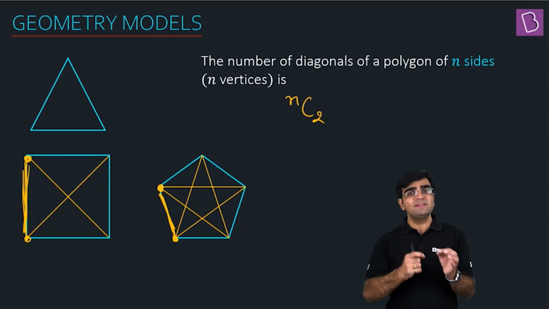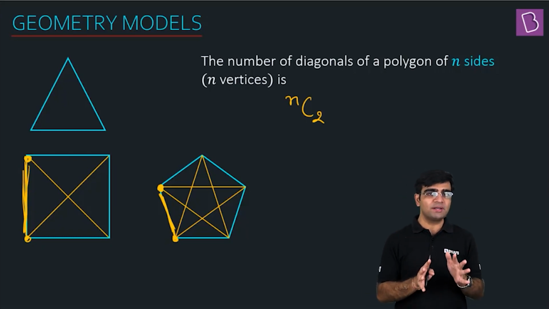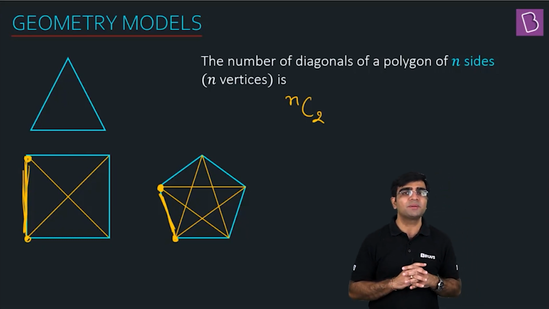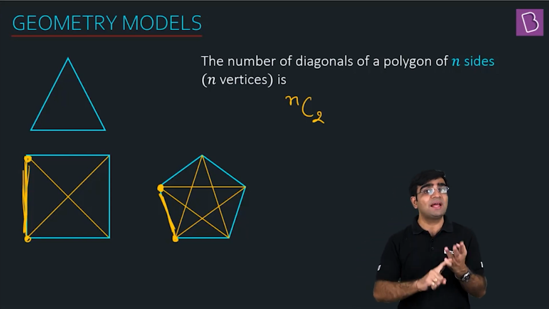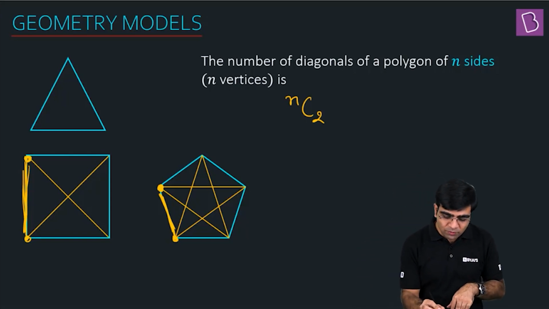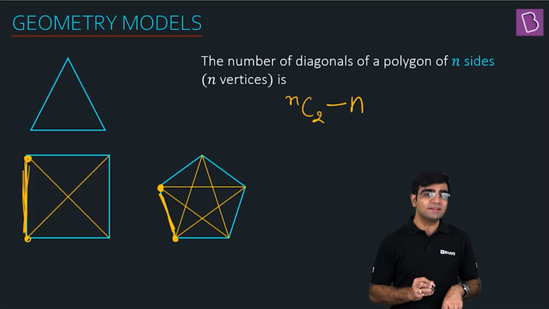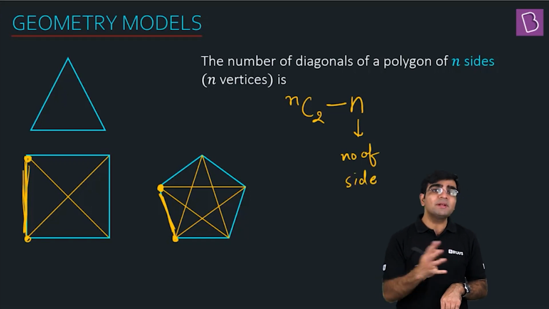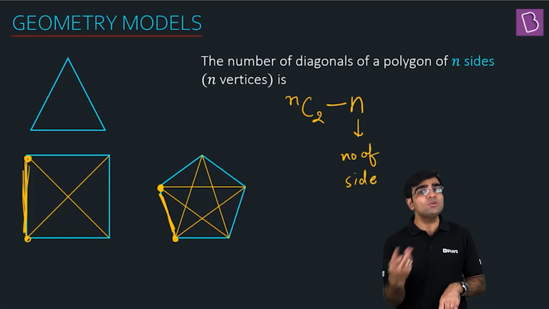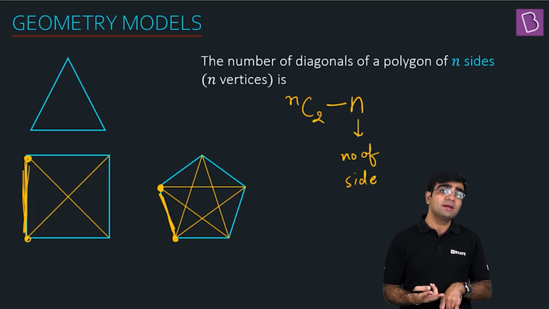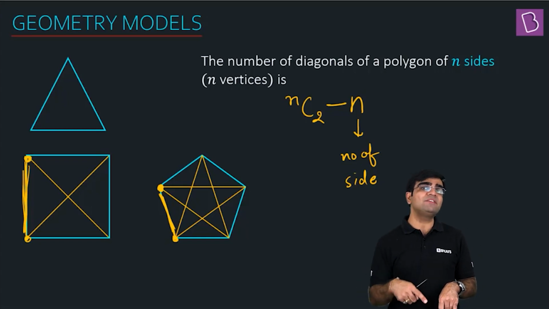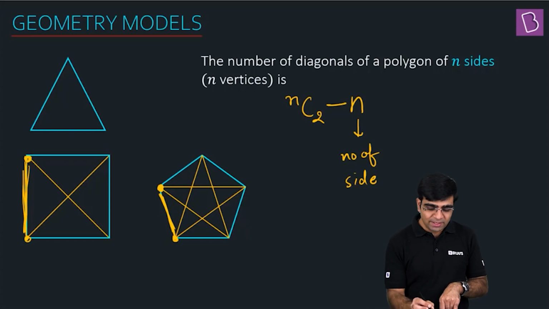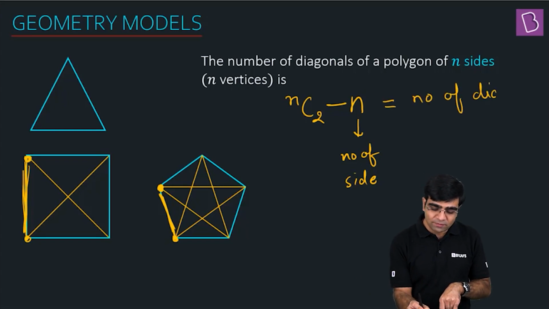So NC2 gives me all the possible straight lines formed with the help of that geometry. That will include the sides as well as diagonals. But what do I need to remove here? The number of sides. So what is NC2? The number of possible lines. N is the number of sides. So from all possible lines joined by any 2 vertices of the polygon, minus the number of sides of that polygon, what does that give me? That gives me nothing but the number of diagonals of that polygon.